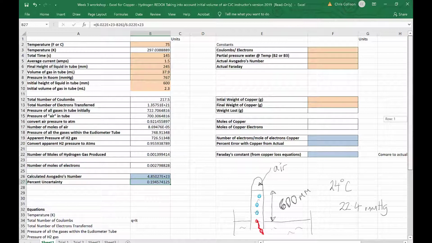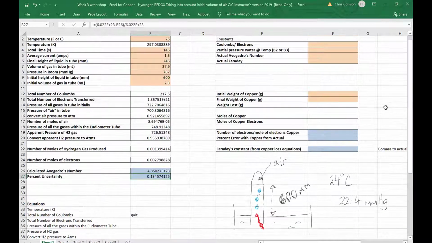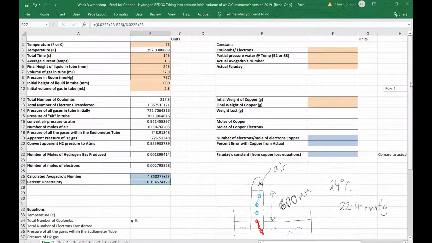What I want you to do is to annotate and write down all the equations that you're using up here and follow through my Excel spreadsheet. You'll start to see how those measurements that you make tie into these calculations, and you'll be able to describe that appropriately in your lab report and in your abstract.